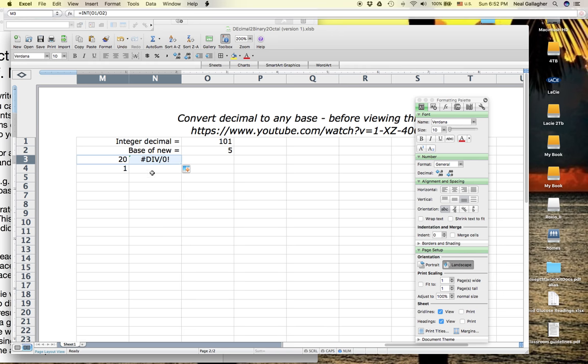Why doesn't it like it? I'm taking O1, which is this number, dividing it by O2 here. Let's see, what do we have here? This is O1 divided by O2. Oh, this is P1 divided by P2, and there's nothing there.